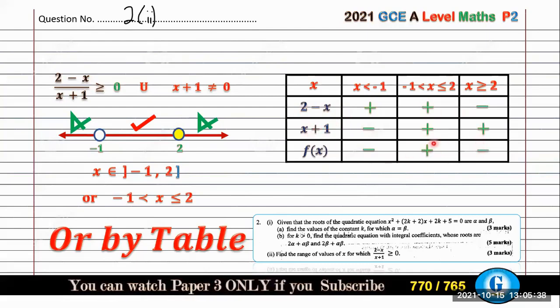Now we are looking for the region that is greater than or equal to 0. The question says greater than or equal to 0. So we are looking for the region that is positive. If they said less than or equal to 0, we would take the negative one, right? So this one is the one that satisfies that inequality. So our solution set is x is strictly greater than -1 and less than or equal to 2. So this is it for question 2.